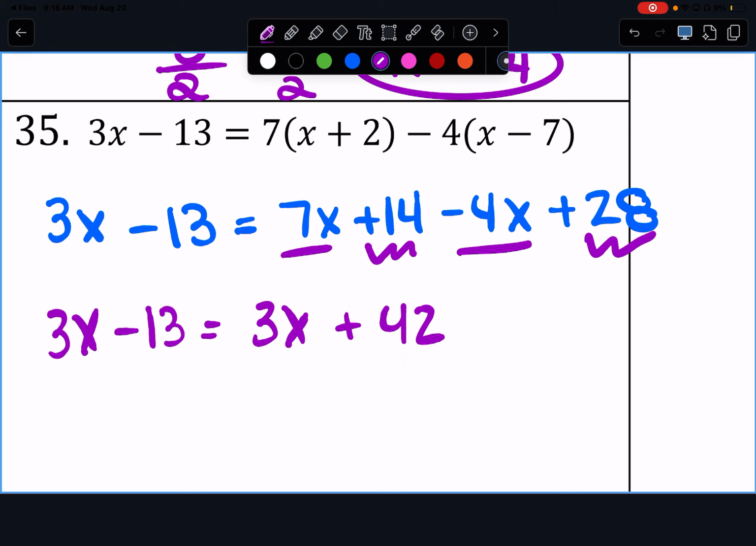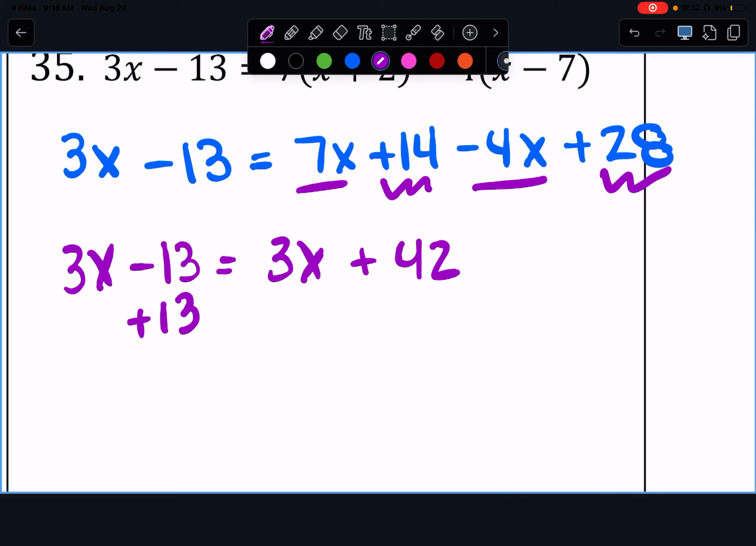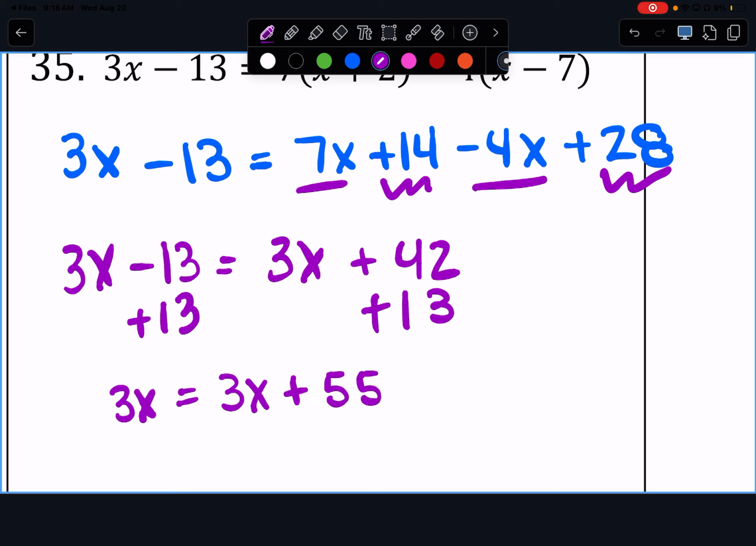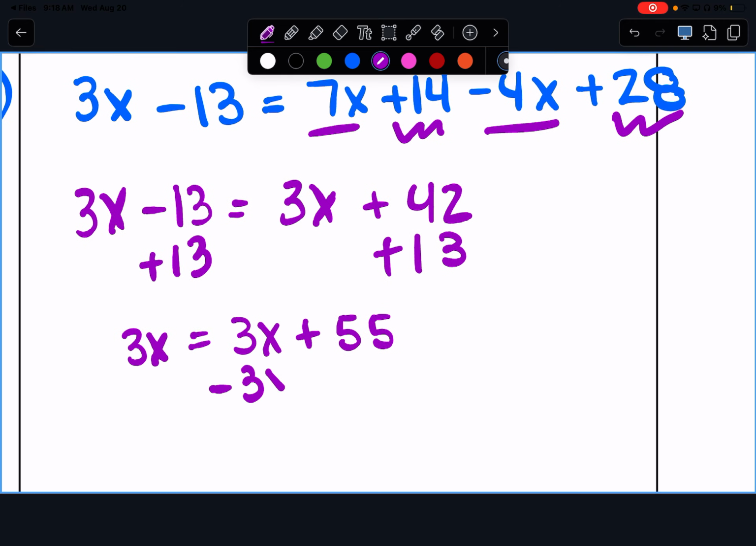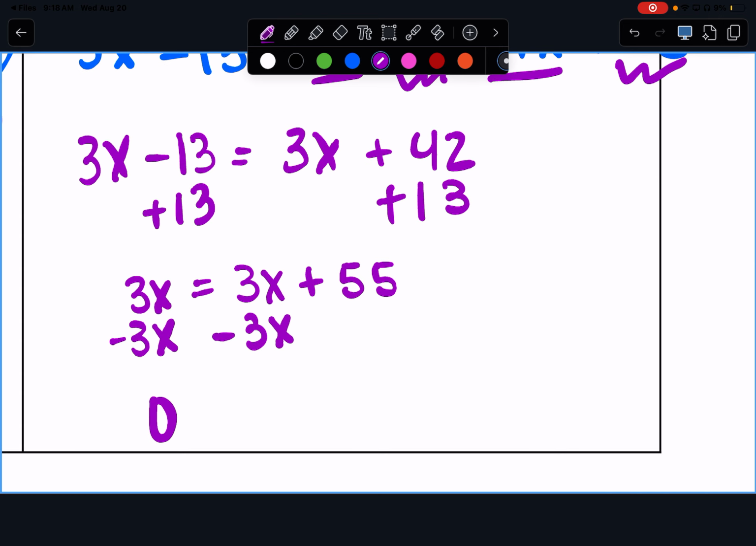All right, from there, what do I need to do to solve? Add that 13. So we get 3x equals 3x plus 55. Now what? Subtract. What is 3x minus 3x? So we get 0 equals 55. Is that true? No, that's not true. Okay, so that means x has what? No solution.